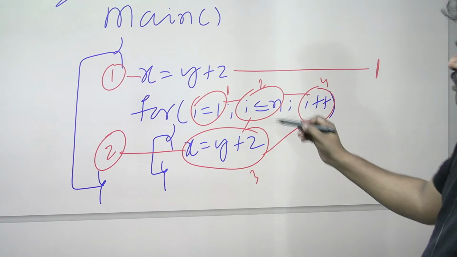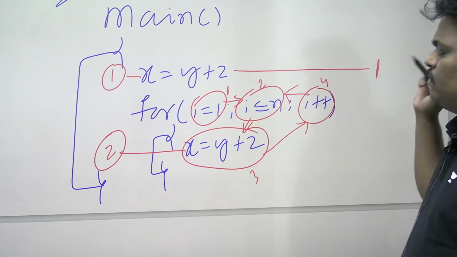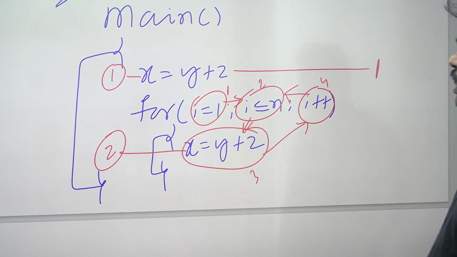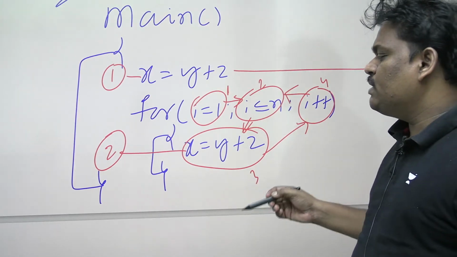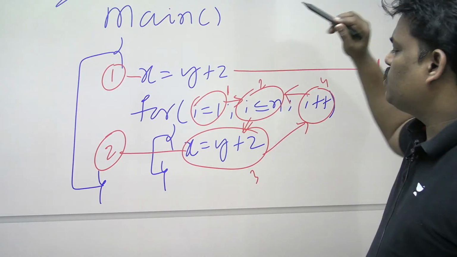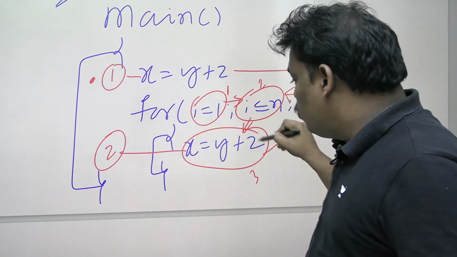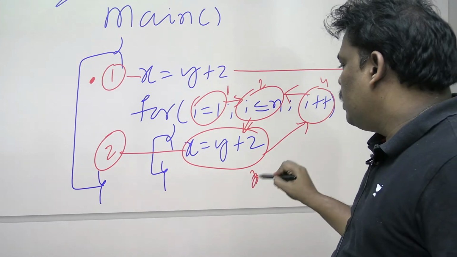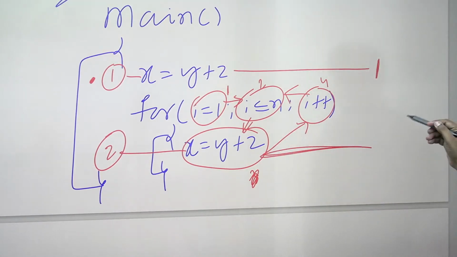This is the loop. Like this it will run. 1, 2, 3, 4, 2, 3, 4, 2, 3, 4. It keeps on running. So my question here is, listen everyone, statement 2 will execute how many times? Statement 1 will execute while running one time. Statement 2 will execute while running, this one, n times.